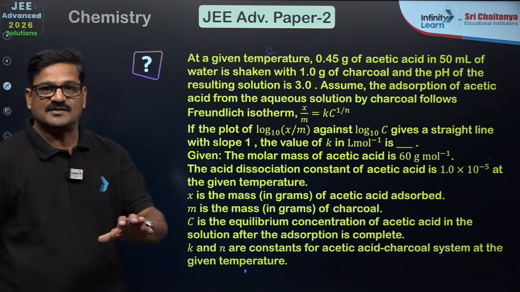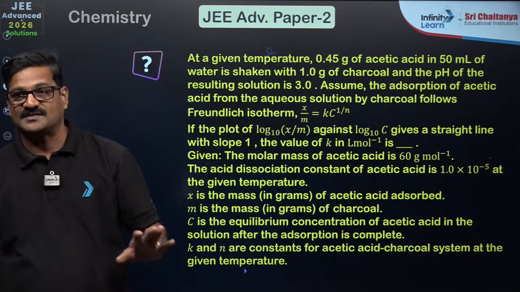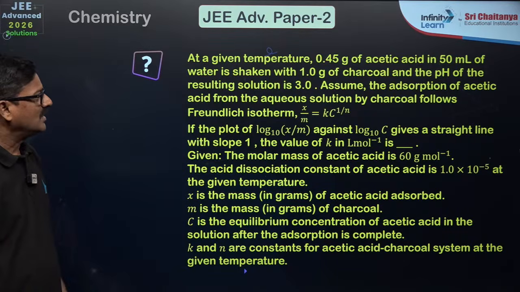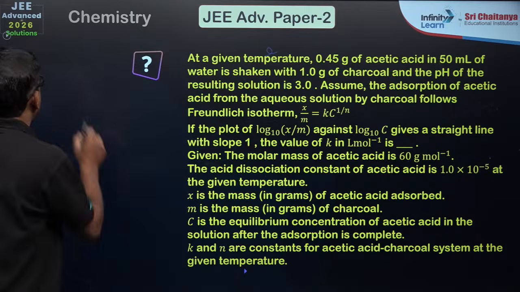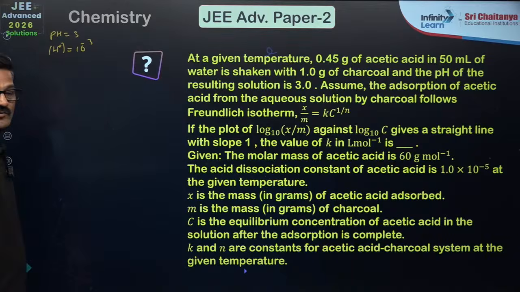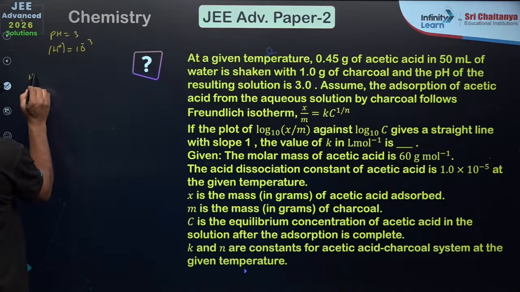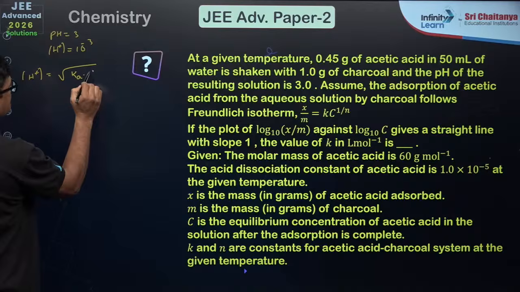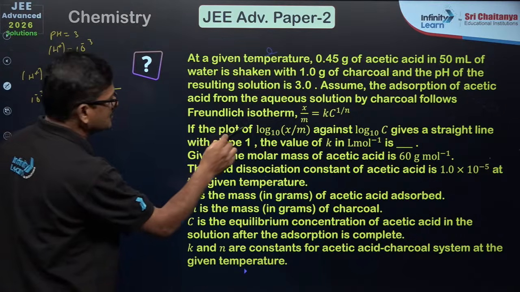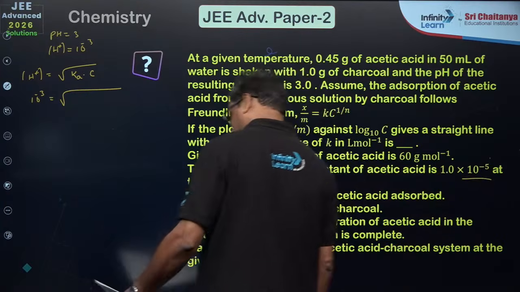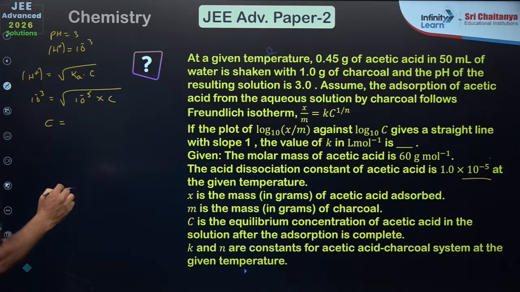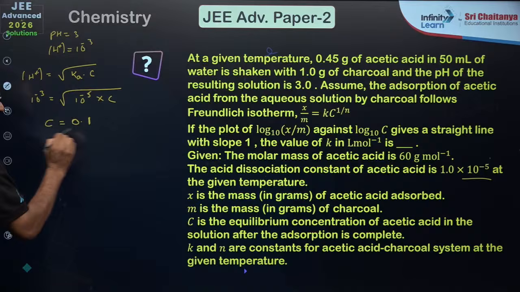At a given temperature, this is based on surface chemistry. Actually it is from the deleted syllabus, but it is there in the advanced. So at a given temperature, 0.45 gram of acetic acid in 50 milliliters of water is shaken with 1 gram of charcoal and the pH of the resultant solution is 3. When the pH is 3, the H plus ion concentration is 10 raised to negative 3. So H plus concentration is root of Ka times C. Ka value here is 10 raised to negative 5, so 10 raised to negative 3 equals root of 10 raised to negative 5 into C. On solving, C comes to be 0.1. So that is the key point.